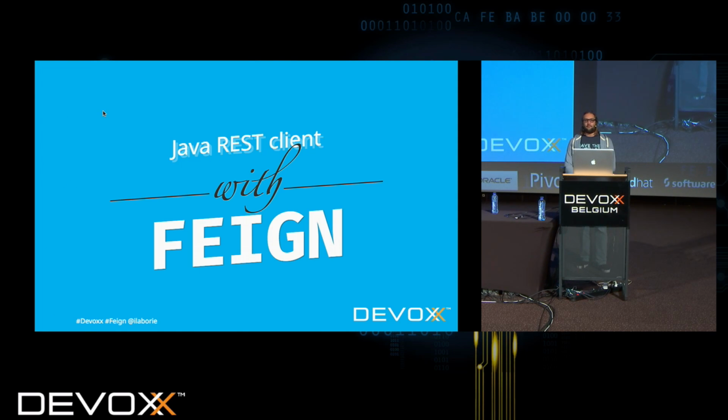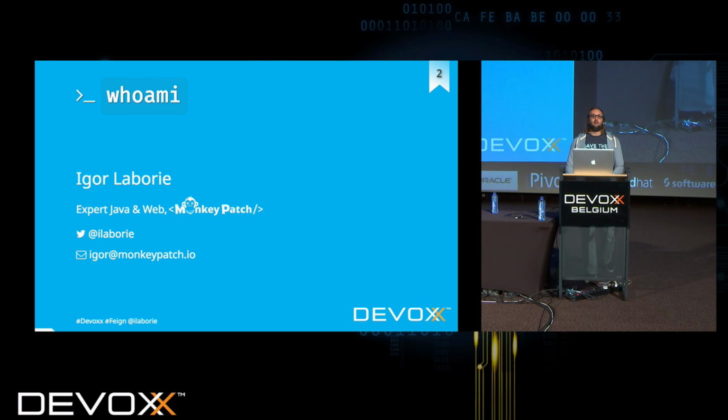Today I'm going to talk about Feign. Feign is just a pragmatic Java REST client. Okay, and let me introduce myself. My name is Igor. I'm living in Toulouse, France, and I'm working at Monkey Patch.